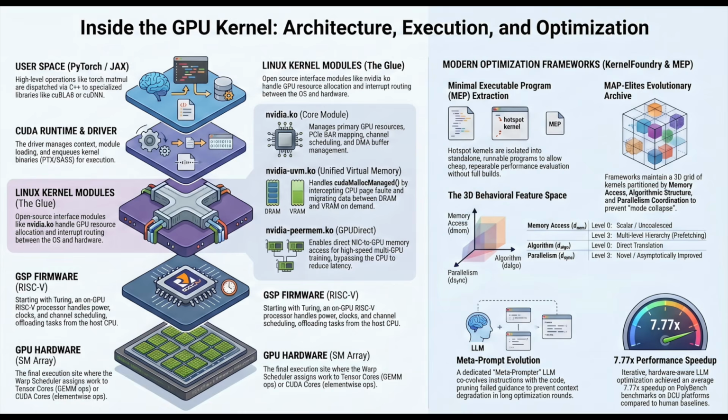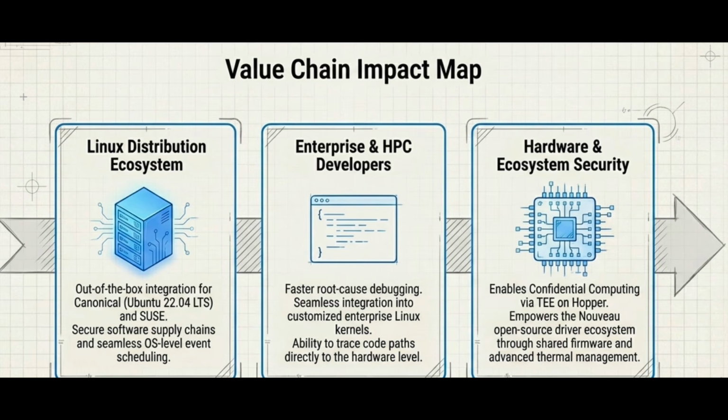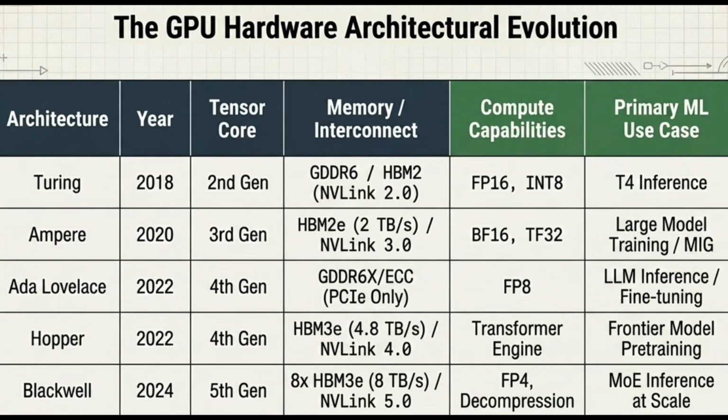Okay, let's unpack this. Today's deep dive is all about NVIDIA's transition to open source Linux kernel modules for Turing, Ampere, and newer architectures. It's a massive shift, honestly. They released this code under a dual GPL and MIT license, which is huge for developers and major Linux distributors like Canonical and SUSE. Red Hat too, right? Right, Red Hat as well. It completely changes how they integrate graphics and AI workloads directly with their operating system.